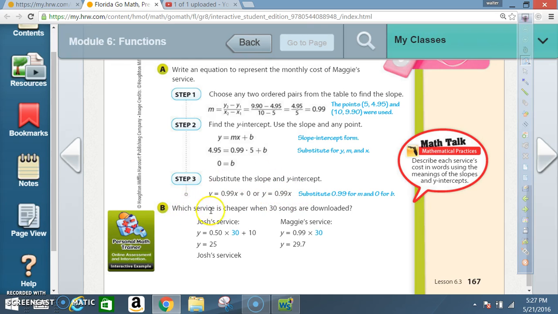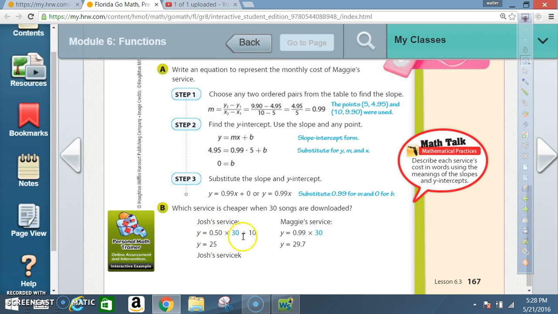Now we can determine which service is cheaper when 30 songs are downloaded. We know the equation for Josh, and we know the new equation that we just figured out for Maggie. So now we put in 30. We get y is equal to 0.50 times 30 plus 10, which comes out to be 25. Maggie's service, y equals 0.99 times 30, because it's 30 songs. That's going to end up being 29.7. So you can see that Josh has the cheaper, or less expensive, service.